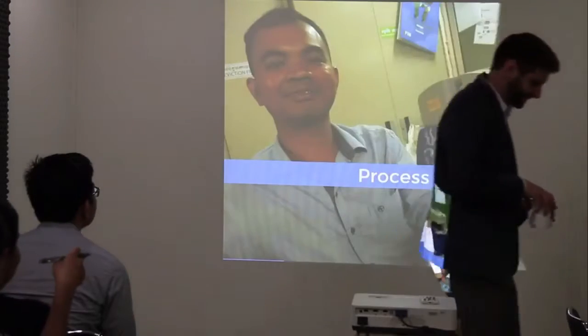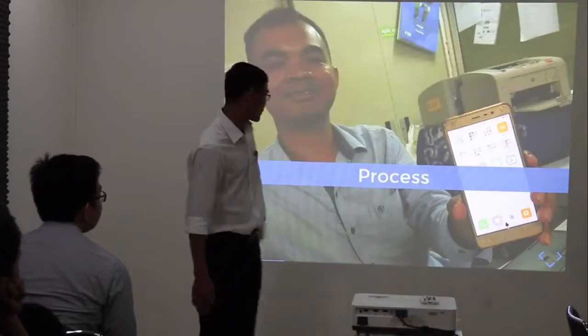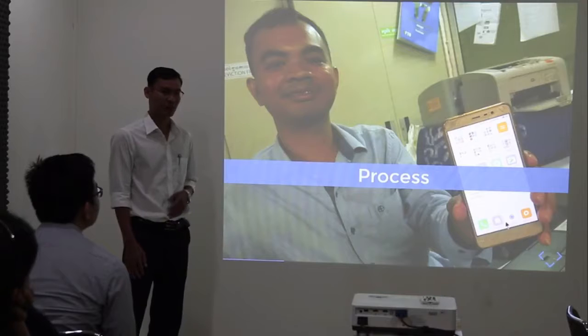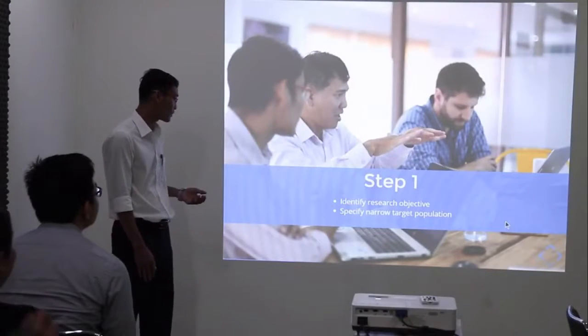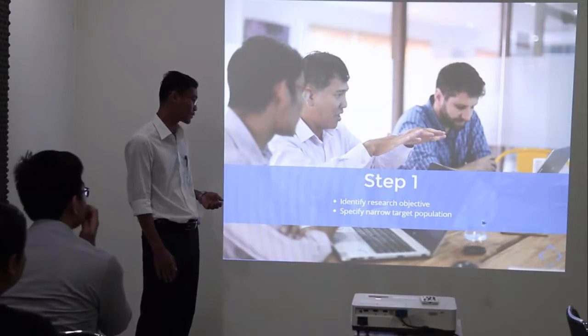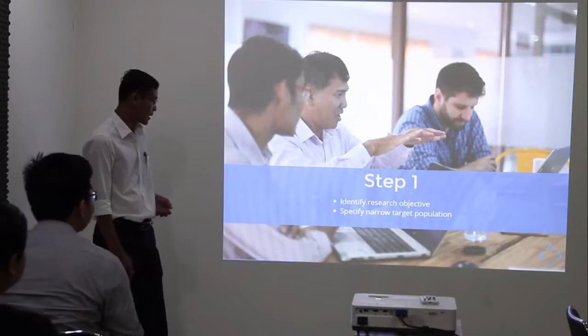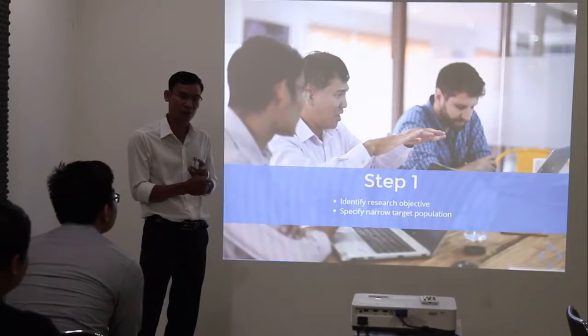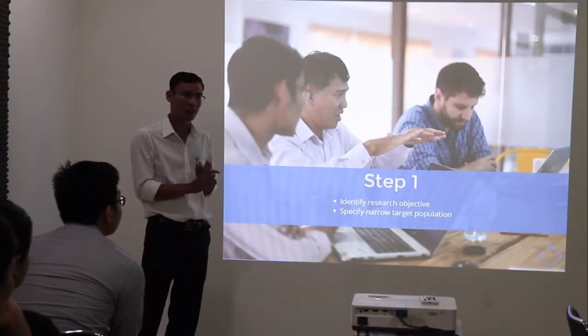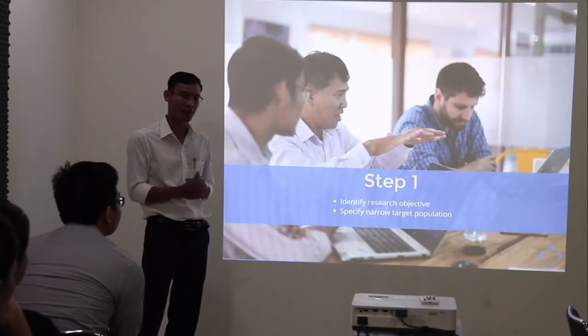Thank you. So now I would like to go through the process of the survey, and we divided this survey into 4 different steps. The first one, we focus on identification of the research objective and specifying a narrow target population. And from the discussion, we came up with 3 main objectives for the research. The first one is to understand how NGO staff members use ICT to communicate, both internally with their colleagues and externally with beneficiaries or stakeholders.